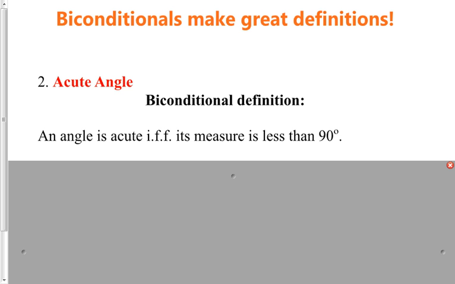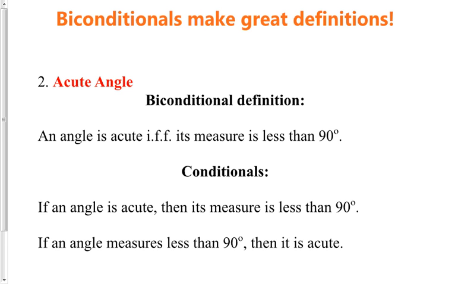Let's take a look at another definition. Acute angle. The biconditional definition states an angle is acute if and only if its measure is less than 90 degrees. Breaking this down into the two conditional statements, we get if an angle is acute, then its measure is less than 90 degrees. If an angle measures less than 90 degrees, then it is acute. Again, both conditional statements are true, therefore the biconditional definition is true.